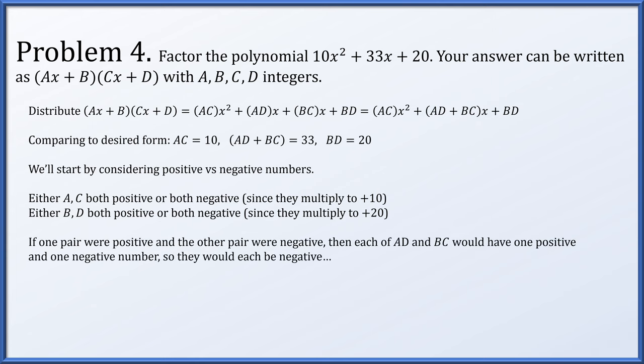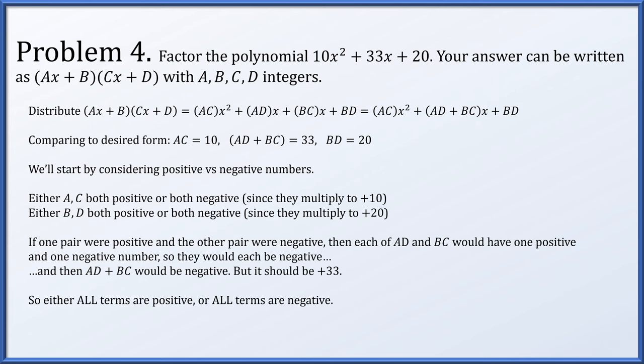Now suppose I pick a and c to be positive and b and d to both be negative, or vice versa. So one of these pairs are both positive and the other pair is both negative. Now look at that linear term, ad plus bc. Well, if a and c are both positive and d and b are both negative, then a times d is negative and b times c is negative, and then their sum would still be negative, but it shouldn't be, it should be 33. So I cannot have one pair positive and one pair negative. Meaning, either both pairs are positive, meaning all terms are positive, or maybe both pairs are negative, meaning every single number will be negative at the end of the day.